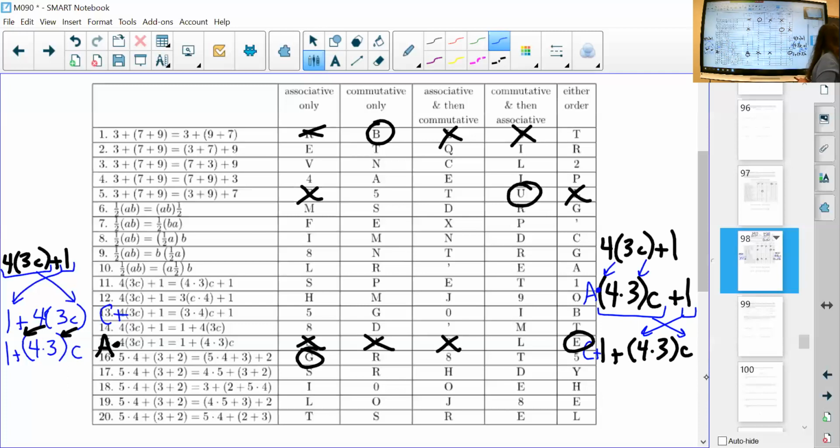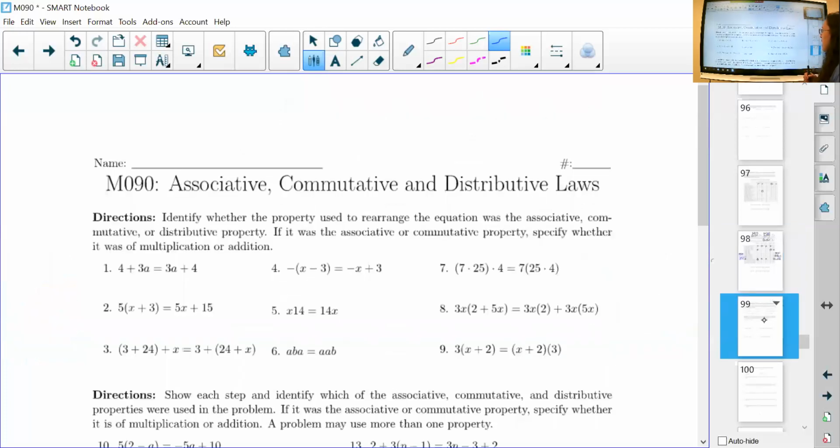Okay, let's take a look at page 99 while we're at it. So page 99, we're looking at properties. For 1 through 9, there's one property that has been applied to each of these. So for example, number 8, I see 3x times 2 plus 5x is 3x times 2 plus 3x times 5x. If you have something that gets duplicated, it's only once over here and it's twice over here, that's the distributive property. So this one is distributive.